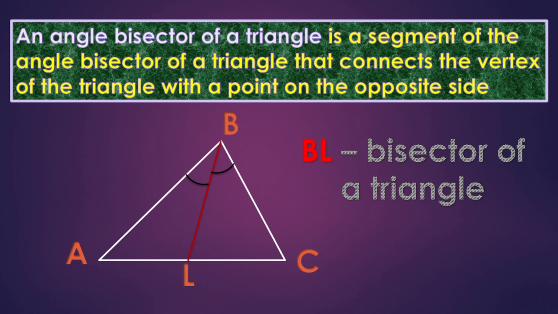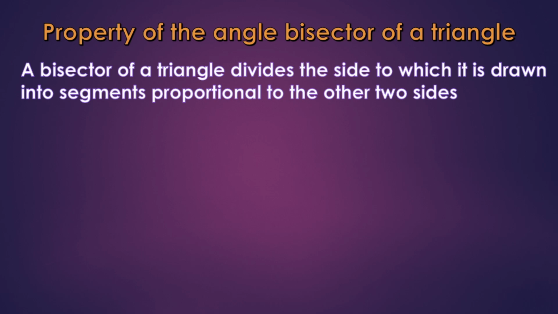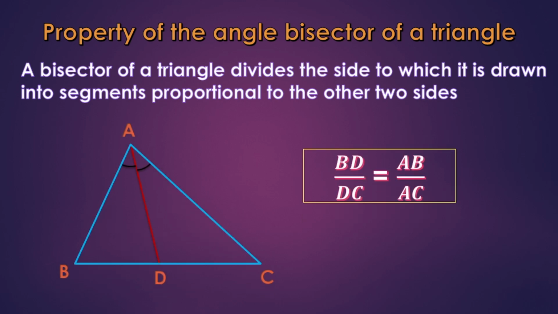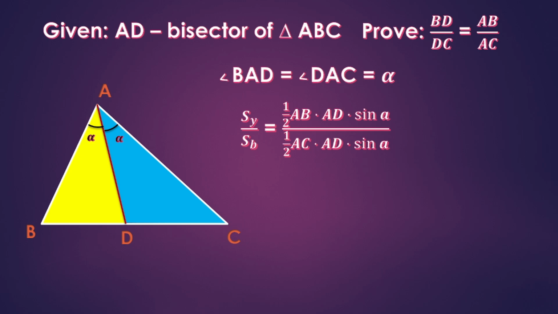Let's consider the property of the bisector of a triangle. The bisector of a triangle divides the side to which it is drawn into segments proportional to the other two sides. That is, BD divided by DC is equal to AB divided by AC. I can prove it to you. And so, in this figure, we have already marked that the angle BAD is equal to the angle DAC and is equal to alpha. Now I write the ratio of two areas, the yellow triangle and the blue triangle.